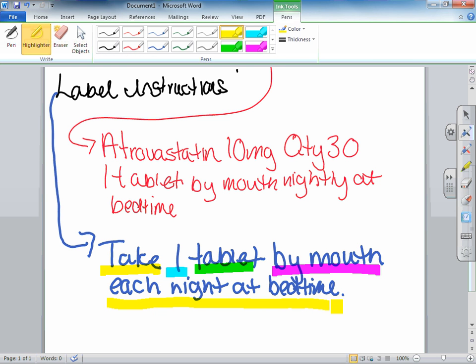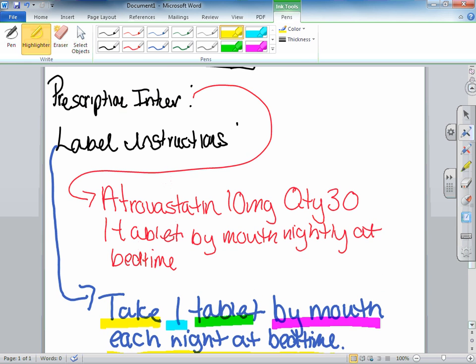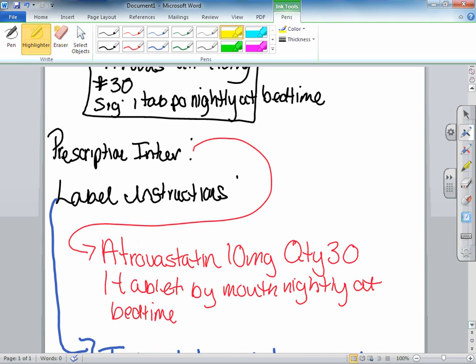All right. And I know some of you guys may say, well, why don't you just say take 1 tablet by mouth at bedtime? Because in the prescription itself, the doctor specified 1 tablet by mouth nightly at bedtime. Everybody's bedtime is different. Some people work overnight, so their bedtime is during the day. So this particular medication, the doctor wants them to take it at night when they're getting ready for bed. So you have to specify that. All right.